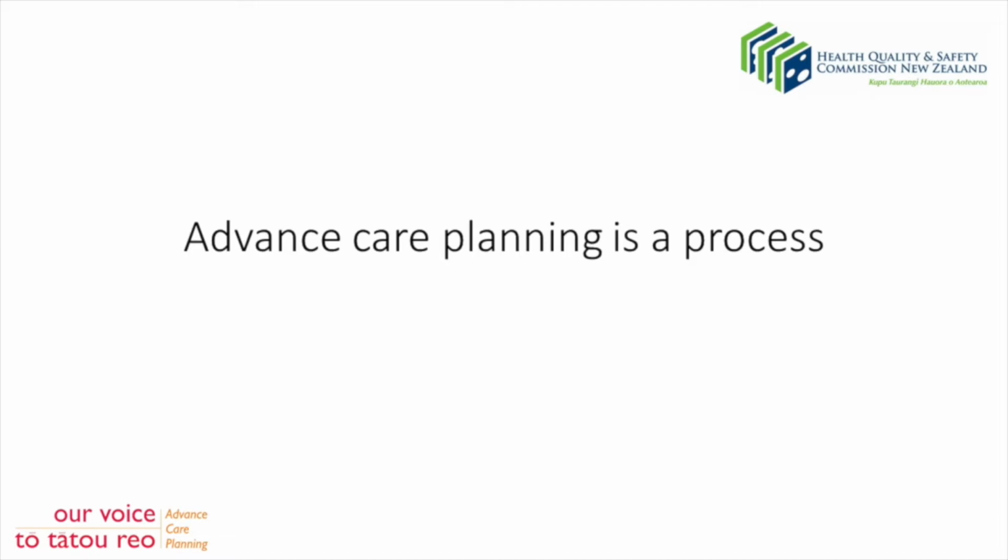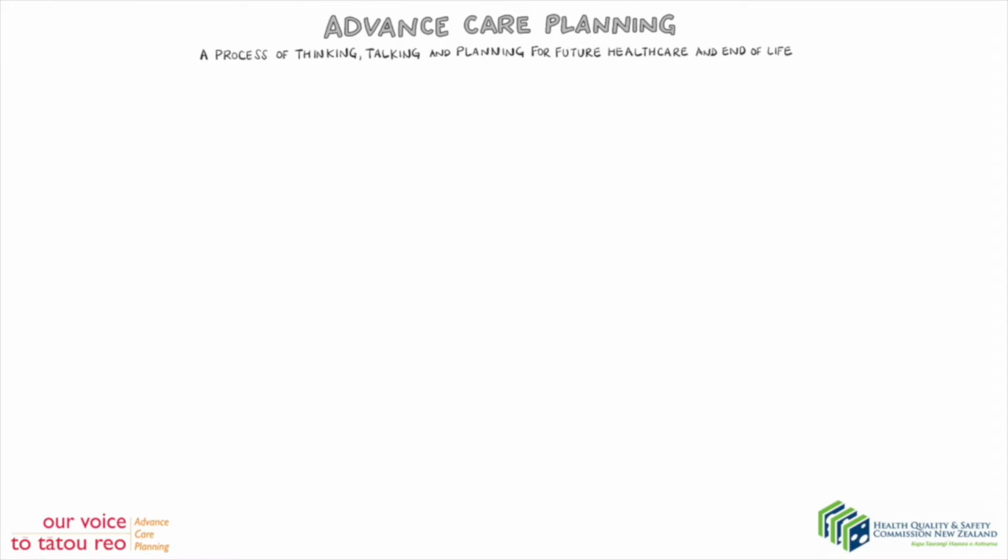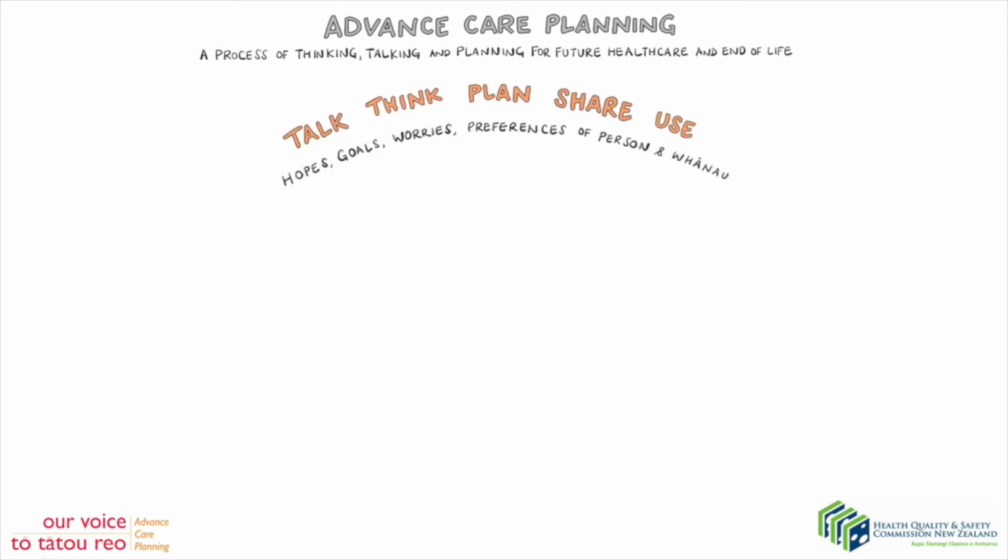Advanced care planning is a process. In New Zealand, advanced care planning is a process. The focus is on understanding what is important now and in the future. The process of exploring your hopes, goals, worries, and care preferences by thinking, talking, and sharing what matters most to you and your whānau. Understanding what the future might hold for you and your health, what care and treatments are available, your options. Using that to support care and treatment planning and decision making.